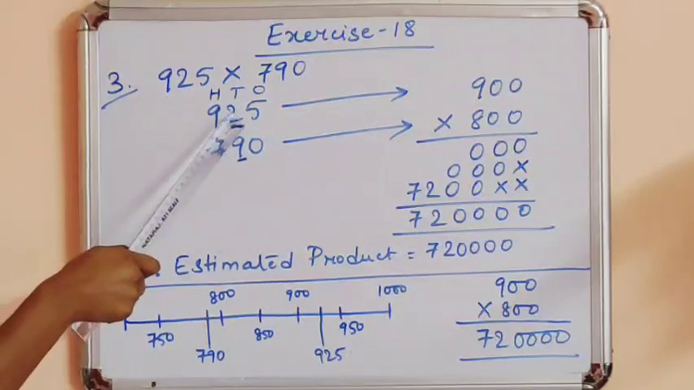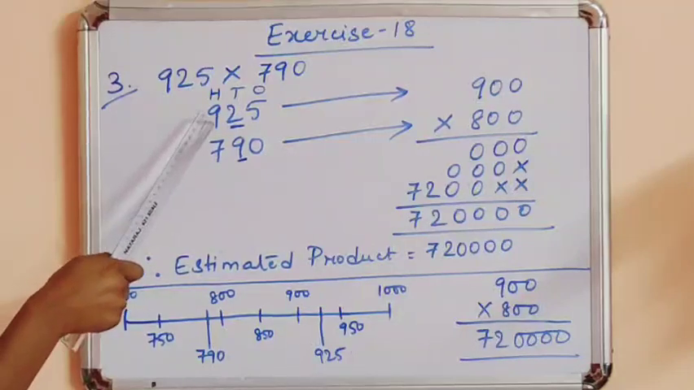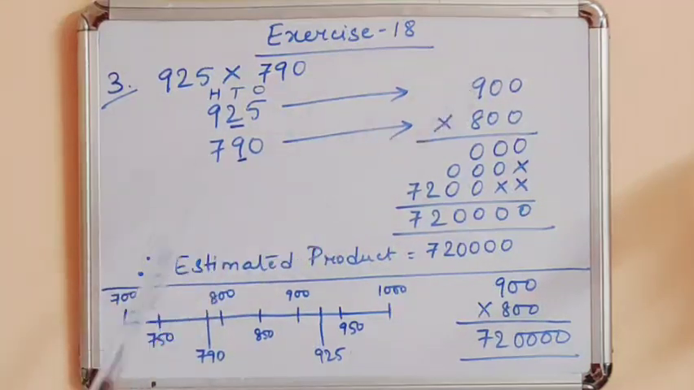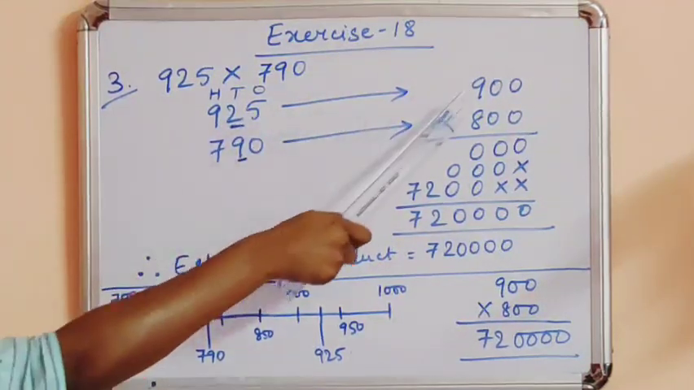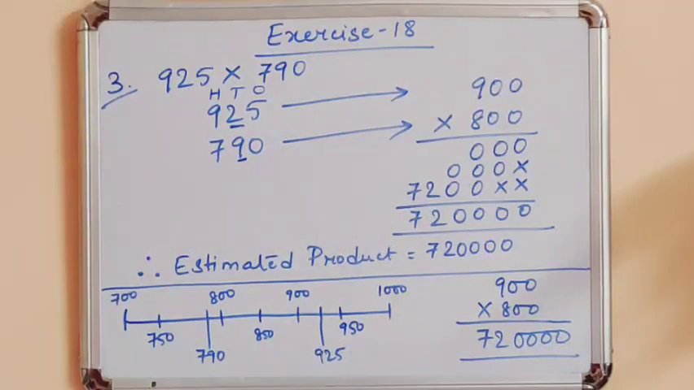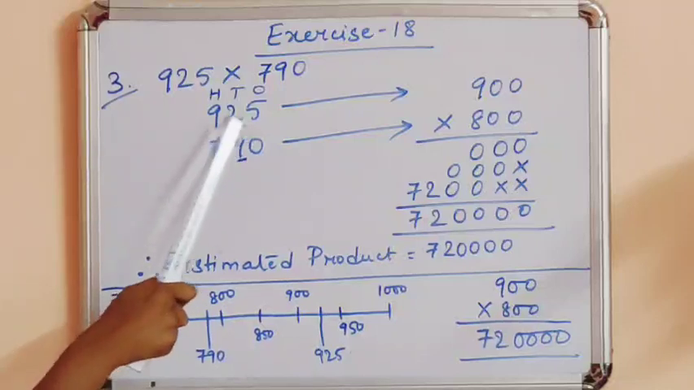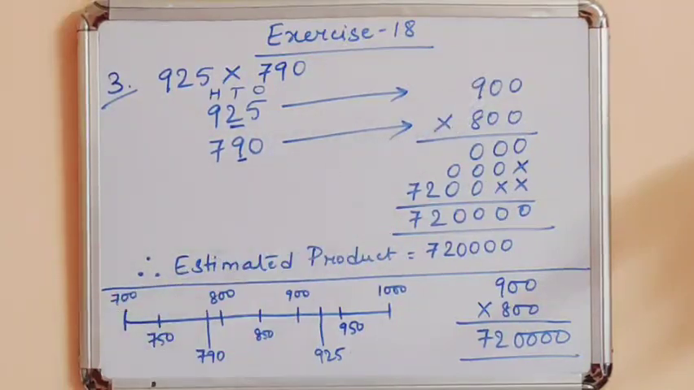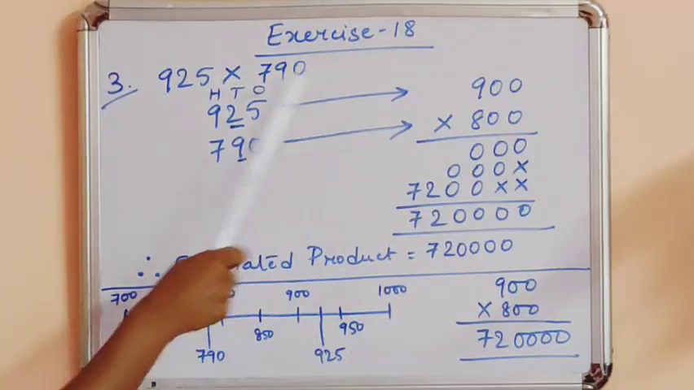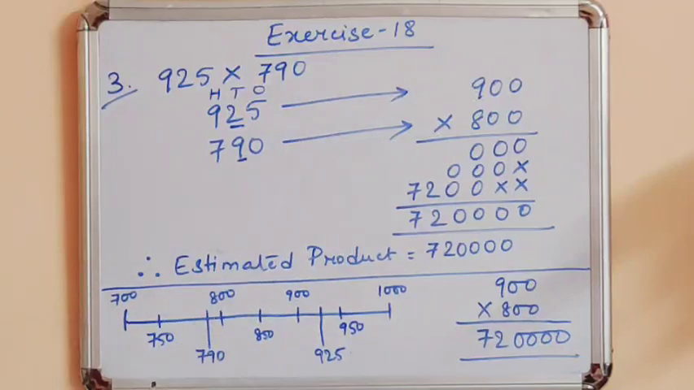Since this is less than 5, that means this number will remain as it is, 9 will remain 9, and all the other numbers will become 0. So the nearest hundreds from 925 is 900. You can see here also, 900 is more close to 925 than 1000. So we are rounding this off to 900.